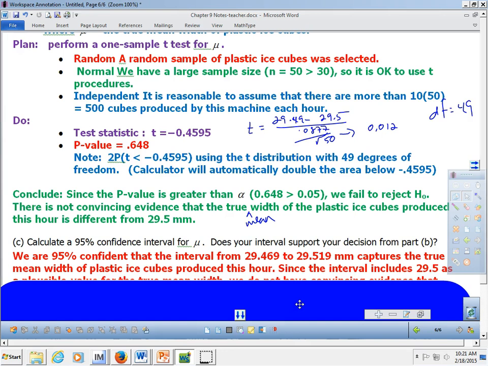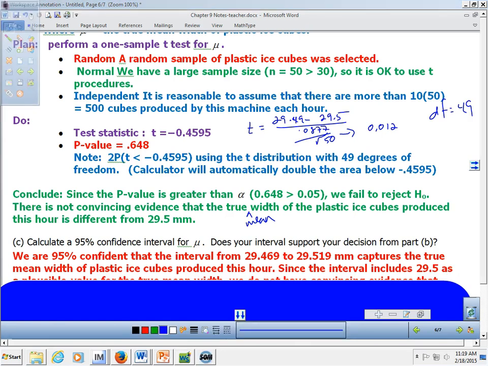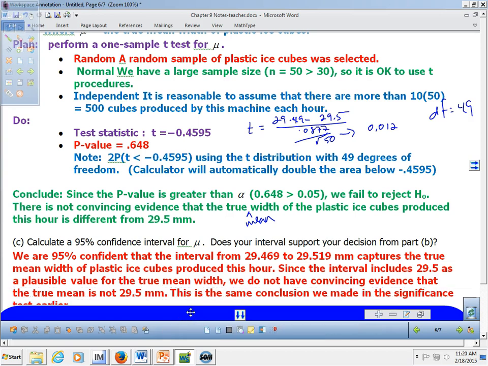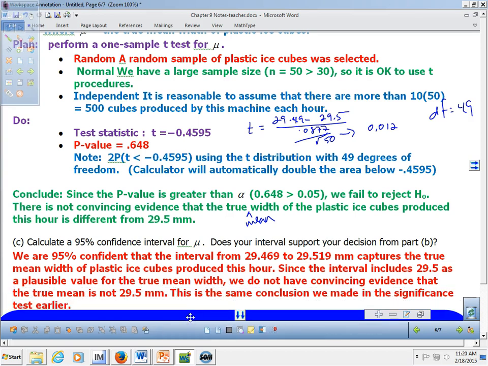Now, what are we looking for? Well, 29.5 falls in the interval. So since 29.5 is in our interval, it is certainly a plausible value for the mean width. So we do not have convincing evidence that the true mean is not 29.5. I mean, it certainly may not be, but it very well could be. And this is the same conclusion that we made in the significance test earlier. So there is that link between confidence intervals and significance testing, two-tailed testing. Remember, it's got to be a two-tailed test before our confidence intervals seem to have that link, okay?